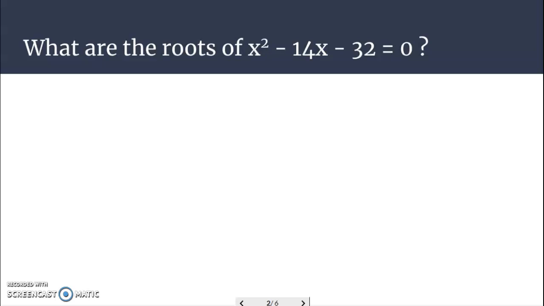Welcome back, everybody. Today we're going to be talking about finding roots and zeros after we factor quadratic trinomials. First, in order to solve, finding the roots and finding the zeros are basically the same things, two different terminologies. We've set a quadratic trinomial equal to 0, and we're going to use factoring to solve for it. First, we need to factor x squared minus 14x minus 32 equals 0.